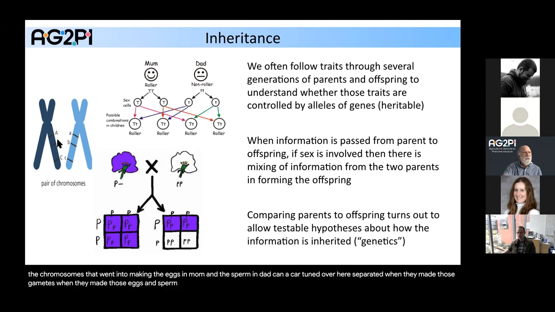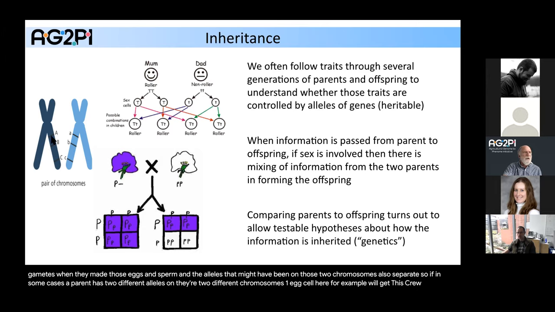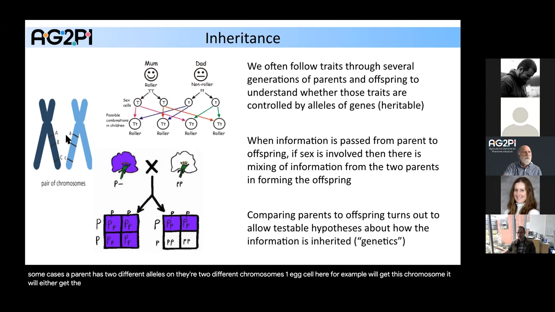And the alleles that might have been on those two chromosomes also separate. So if, in some cases, a parent has two different alleles on their two different chromosomes, one egg cell here, for example, will get either this chromosome or this chromosome. It will either get the alleles on this chromosome or the alleles on this chromosome, but it won't get both unless something horrible has happened.